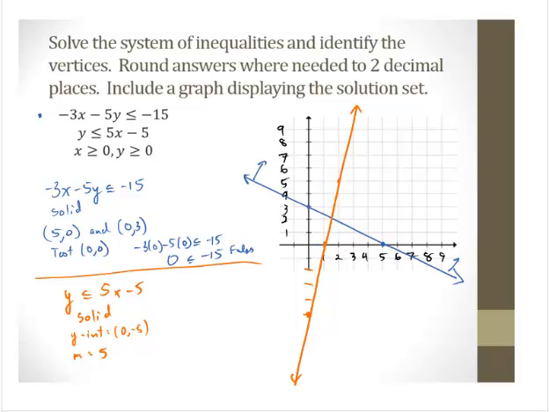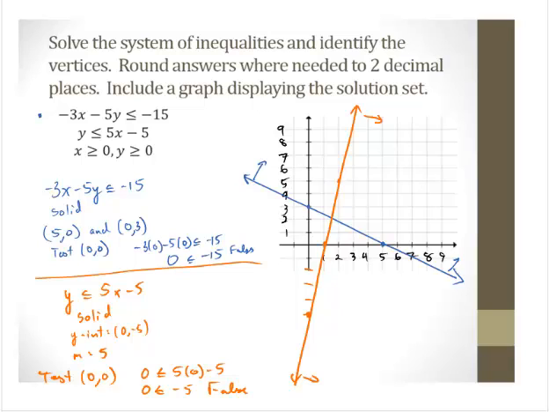All right, test. Well, I can again test the origin. So let's see, testing the origin would give me 0 is less than or equal to 5 times 0 minus 5. 0 is less than or equal to negative 5, which is again false. So 0, 0 is not a solution, which means I would shade this side of the line. Okay, but we're not done yet.